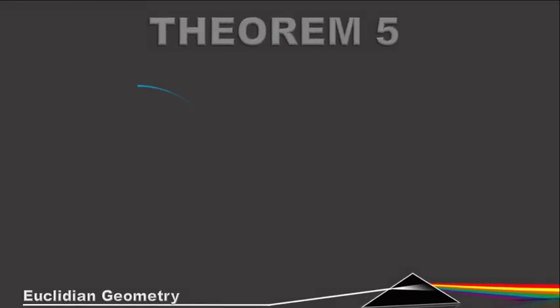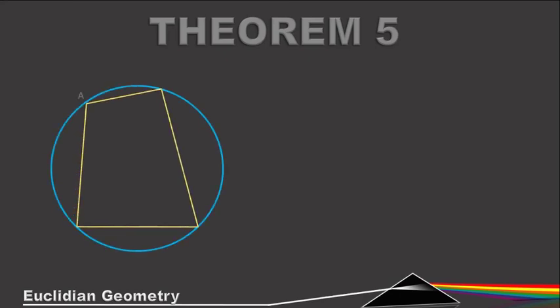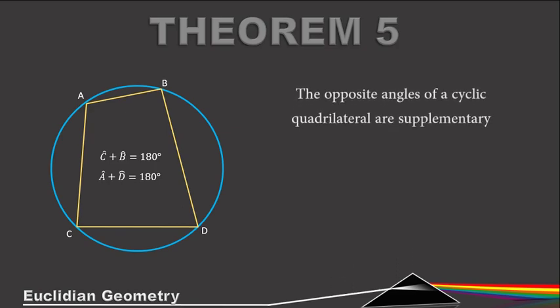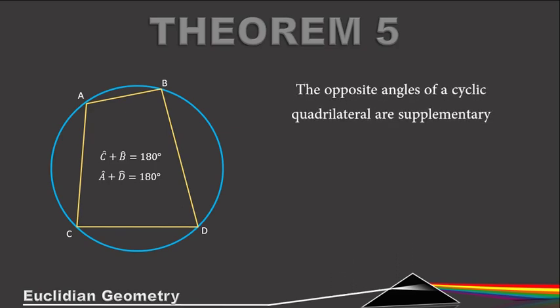Then for theorem 5, once again I have a circle, and then inside the circle I draw a quadrilateral, and if you have a cyclic quadrilateral, then it means the opposite angles are supplementary. So that means that angle C plus angle B will equal 180, and also that angle A plus angle D will equal 180. So the theorem says that the opposite angles of a cyclic quadrilateral are supplementary, and our reason will be opposite angles of a cyclic quad.